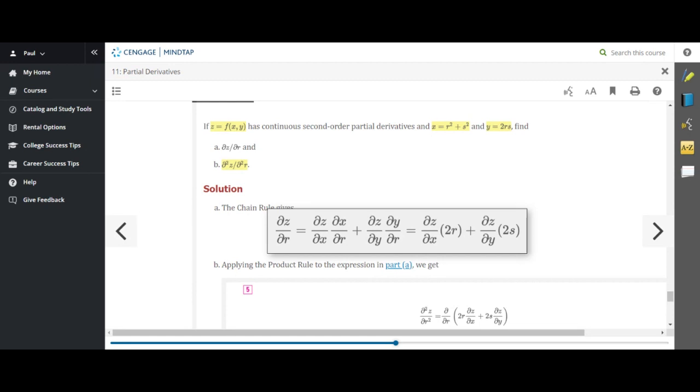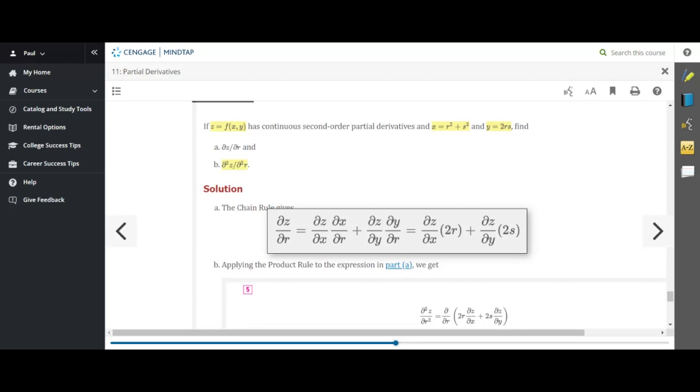Okay, so based on how x and y are defined, the partial derivative of x with respect to r is just 2r, and the partial derivative of y with respect to r is 2s. But now what we want to do is find the second partial derivative of z with respect to r. So we have to take this highlighted formula here. We have to differentiate that with respect to r.